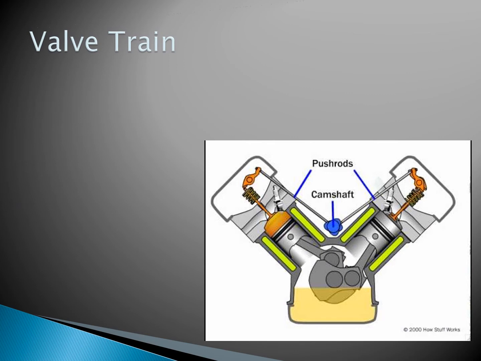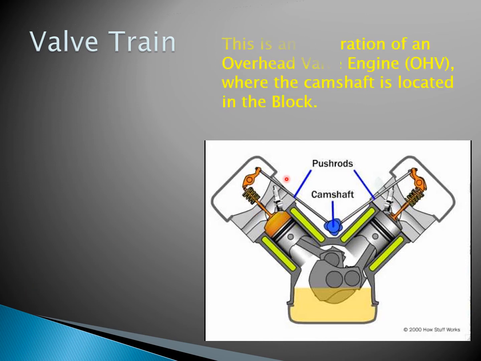Okay, so we're going to talk about the valve train. This is an illustration of an overhead valve engine, and everything that we know today is overhead valve. The valves are up here on the top, overhead, and that's going to be the same whether it's called an overhead valve engine or an overhead cam engine. The difference between overhead valve and overhead cam is where the camshaft is located. In an overhead valve system, as we see here, the camshaft is located down in the block. Overhead cam, and we'll have an illustration of that here in a bit, the camshafts would be higher up top.